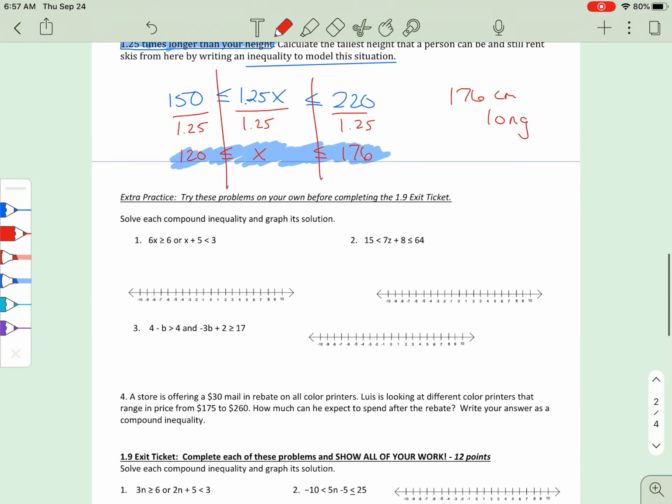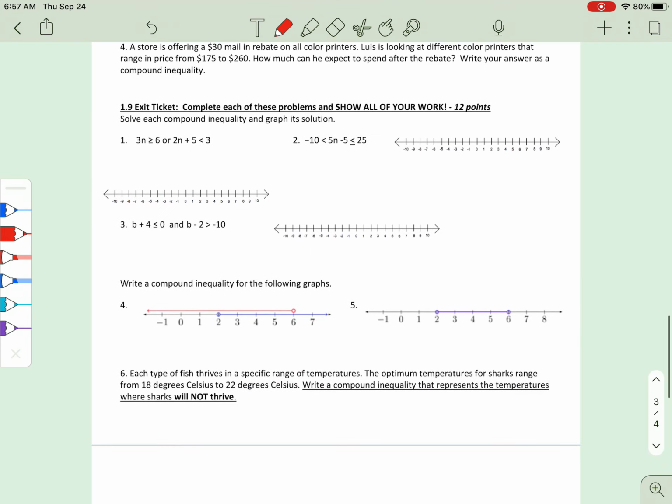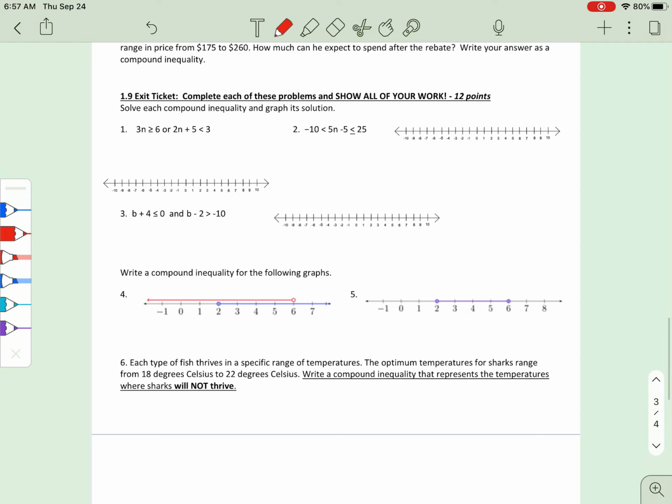All right, so there's a practice here. I'm going to go ahead and post the key to this on Canvas as well. And then your homework tonight is going to be completing that exit ticket and submitting that.